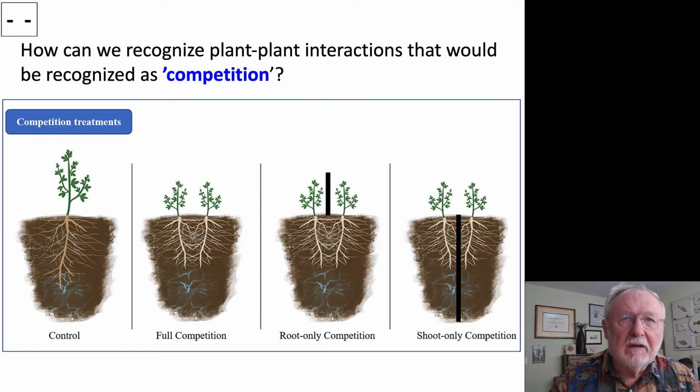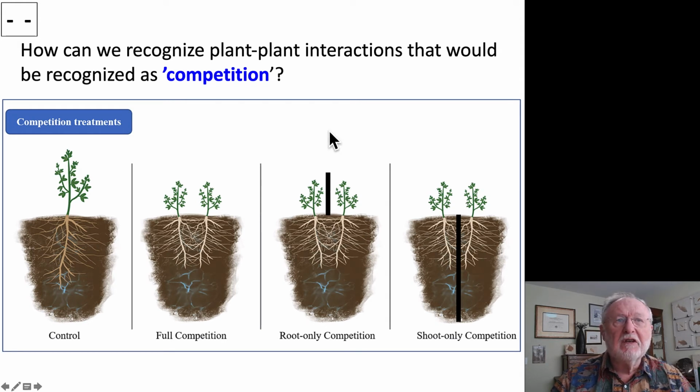How do we recognize plant-plant interactions that might be recognized as competition? Now, throughout this discussion in the upper left-hand corner, I'm going to describe the nature of that relationship with plus, minus, and 0 symbols. So competition would be a negative relationship for both species. One way we can begin to assess this is through controlled experiments.